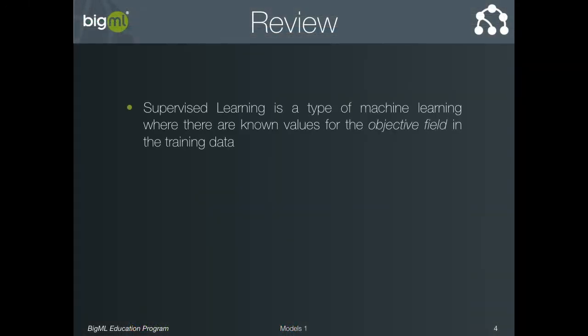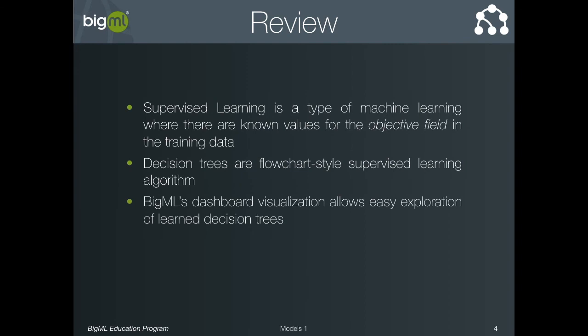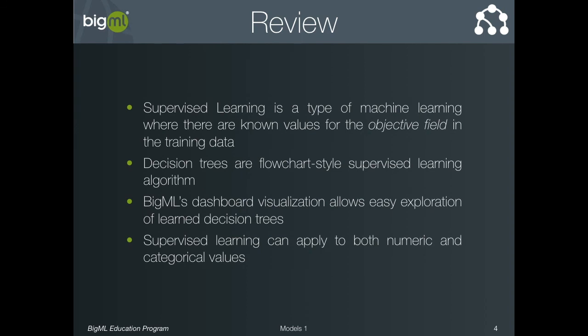In summary, supervised learning is the process of training a model to predict an objective value using a dataset where that objective value is already present. The most basic type of supervised model in BigML is the decision tree, which is a flowchart-style diagram of your training dataset. Hovering over and clicking on the nodes in the decision tree allows you to see information about the portion of the data that corresponds to that node. Finally, the same techniques can be used to predict numeric values as well as categorical values.